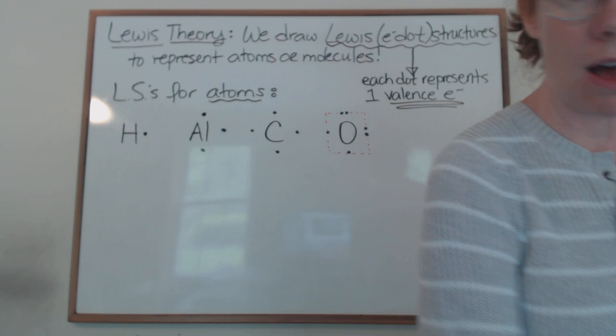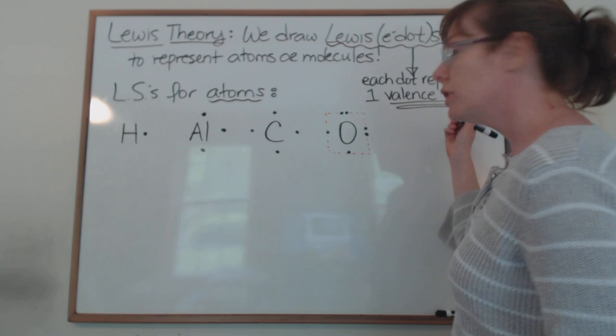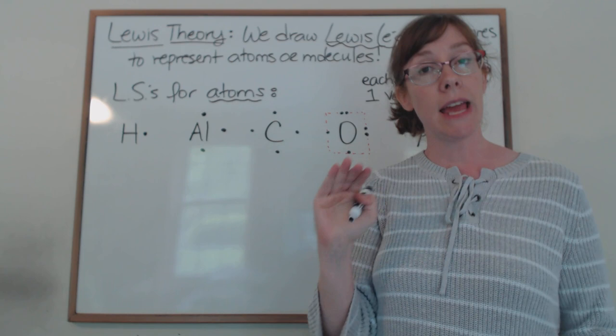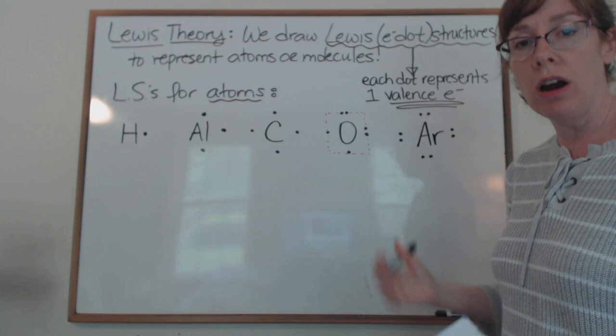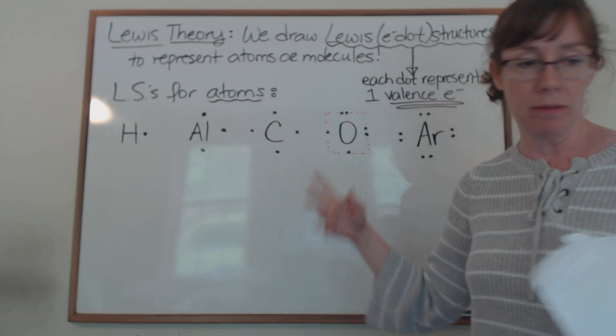Maybe you get the point. Let's just go ahead and do, how about argon? Argon, it's a noble gas. It has 8 valence electrons. And as you're filling them up, 5, 6, 7, 8. And that would be how you would draw the argon atom. Okay, so that's how you just do Lewis structures for atoms. Not anything majorly exciting there.